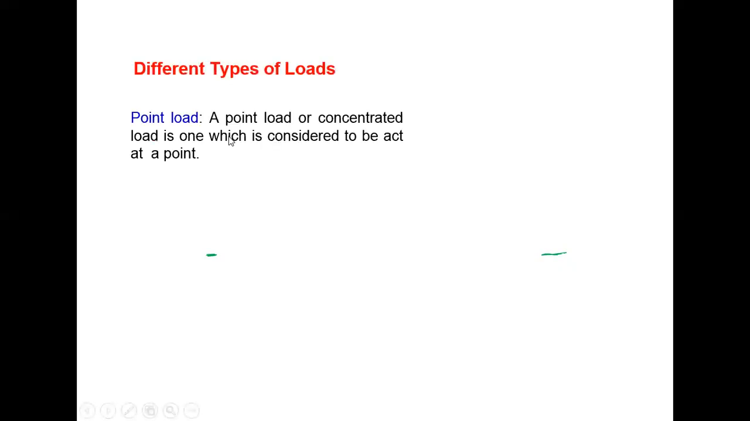So in the different types of loads, the first type that you will come across is point load. So a point load is mostly represented by this short arrow, with some magnitude, let's say W magnitude. That means W magnitude of load is acting at this particular point. So we will call it point load. Okay, so it is a concentrated load.